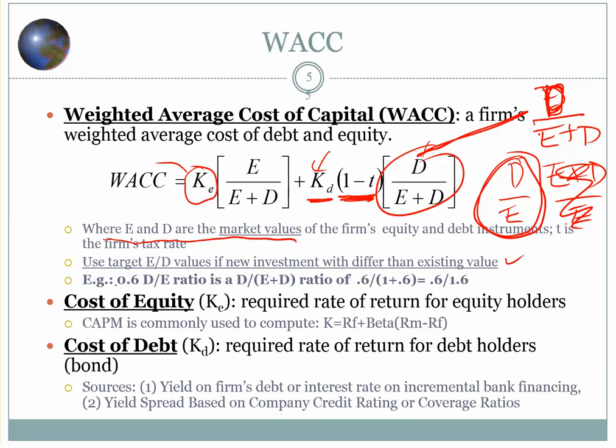So if a D to E ratio is 0.6, what that implies is 0.6 of debt for every 1 of equity. So if a D to E is 0.6, the debt percentage that we use in the WACC formula would be 0.6 over 1.6. There's my 1. So that ratio would be the debt percent. So there's a difference between a D to E ratio and a debt percentage.